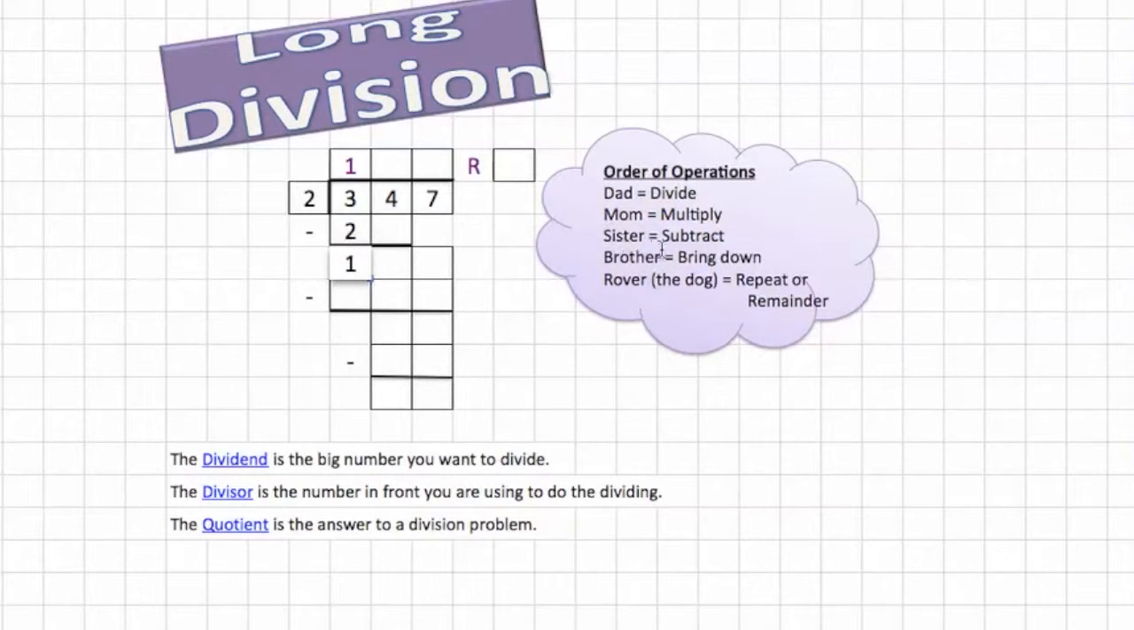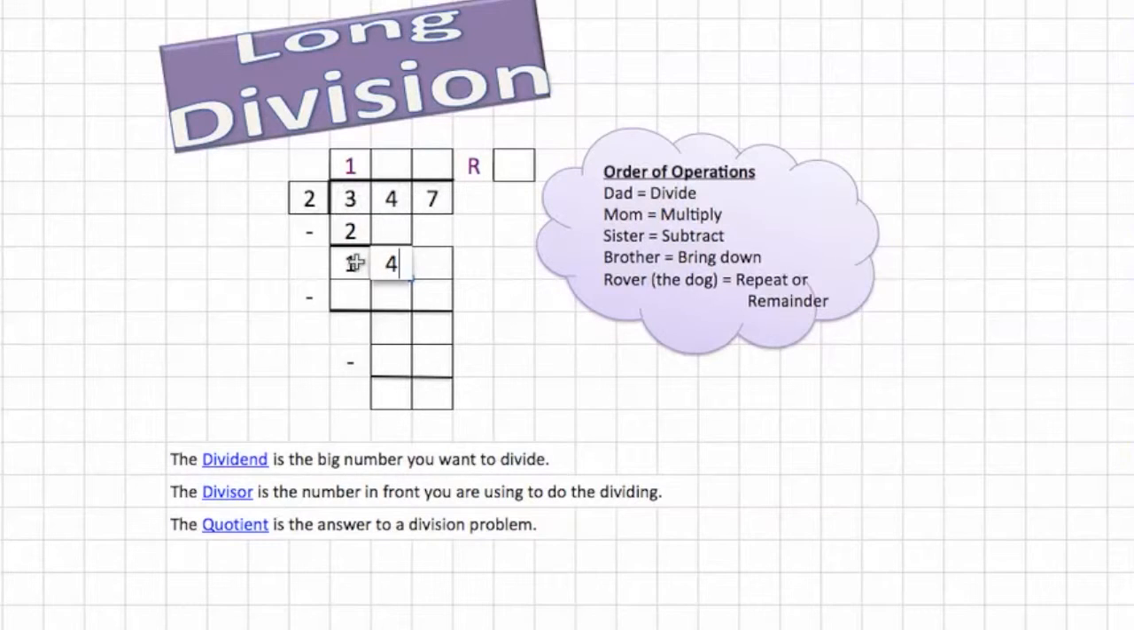Next is brother, bring down. In this case, the 4, the next number over, you're going to bring it all the way down next to the last number you wrote. So I'm going to put a 4 there. Now we start all over, repeat, because we have a lot more to go. If you have empty spots on top, that means you still need to go. So we have a new problem now. 14 divided by 2. We don't even look at any of this up here.